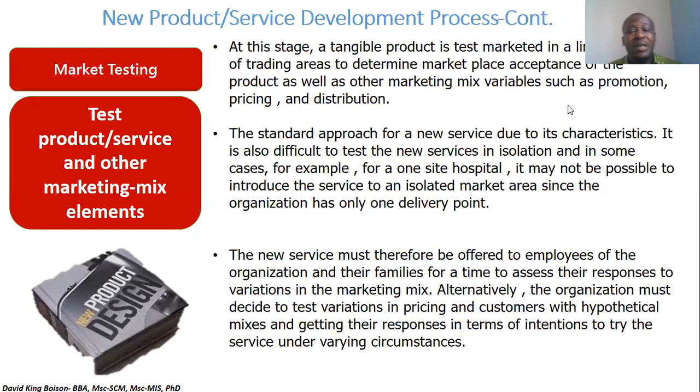For a service, it might be possible that you want to render the service at a certain point. Of course, you might not have multiple outlets, so you might want to go to those areas and a specific delivery point to test the service. So in testing the service, you look at the ambience of the place. We are talking about physical evidence, the ambience or the serenity of the place.